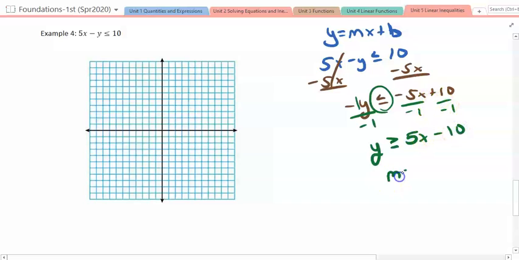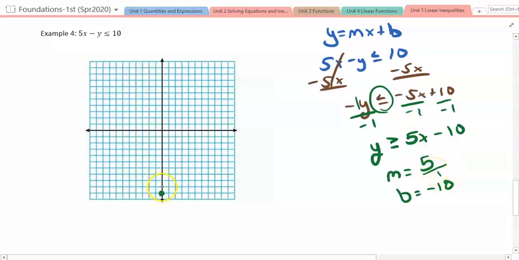And so now I'm going to ask, what is my slope and what is my y-intercept? My slope is 5. My y-intercept is negative 10. So I'm going to count all the way down to negative 10. 1, 2, 3, 4, 5, 6, 7, 8, 9, 10. So I'm way down here. And my slope is 5. And remember that 5 is over a 1 because 5 divided by 1 would give me the 5.